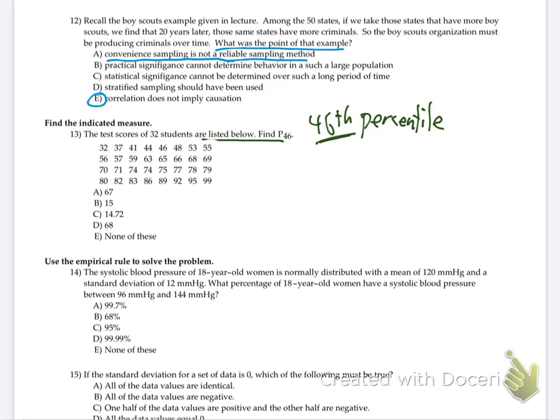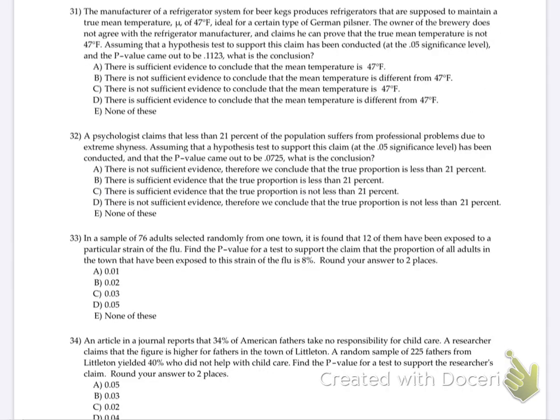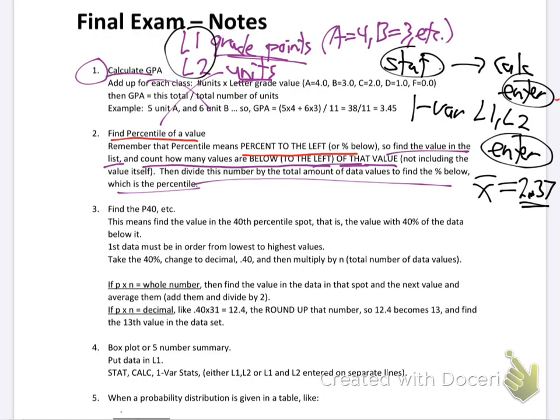Well, let's go to our final exam notes. What number is it? 3. We haven't got far, have we? For all of our work, we're only on number 3. Find the P40, etc. How do you do it? Well, you start with P times N. If that's a whole number, you do one thing. If it's a decimal, you do another. Okay, let's go back and find P times N.